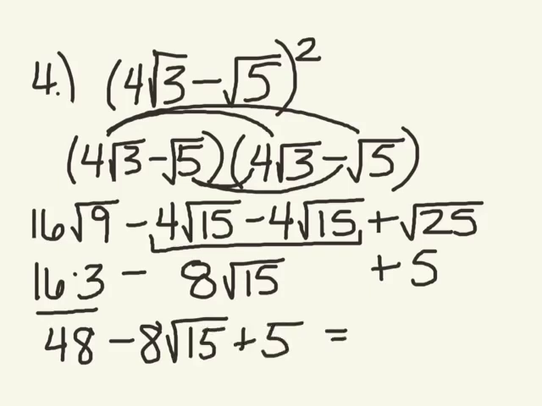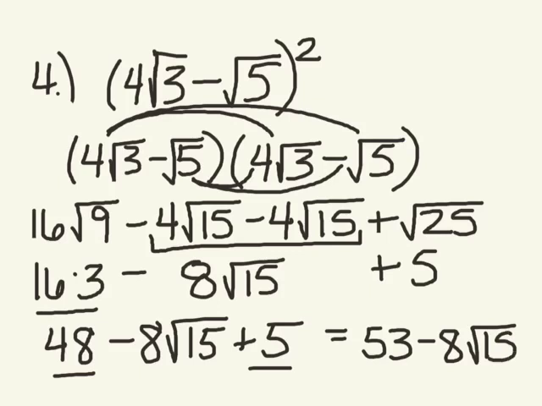And you should have noticed we have like terms here as well. 48 plus 5 is 53. And that's your final answer. So rewrite, FOIL, break down your radicals, and combine like terms. Remember, anytime you're saying the square root of 25 is 5, you need to get rid of that radical.